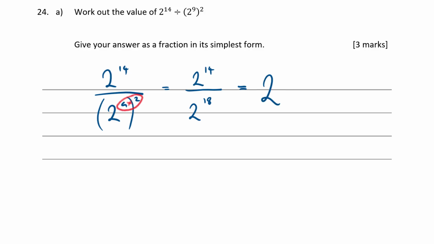So that's the same thing as 2 to the power of 14 subtract 2 to the power of 18, which is 2 to the power of minus 4. And 2 to the power of minus 4 is just 1 over 2 to the power of 4 then, isn't it? So I've got 1 over 2 to the power of 4. 2 to the power of 4 is 2, 4, 8, 16. So it is 1 over 16.